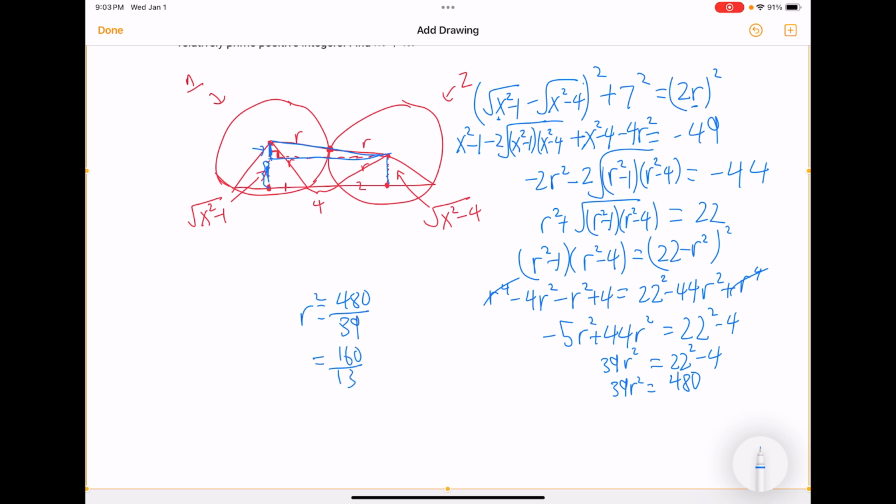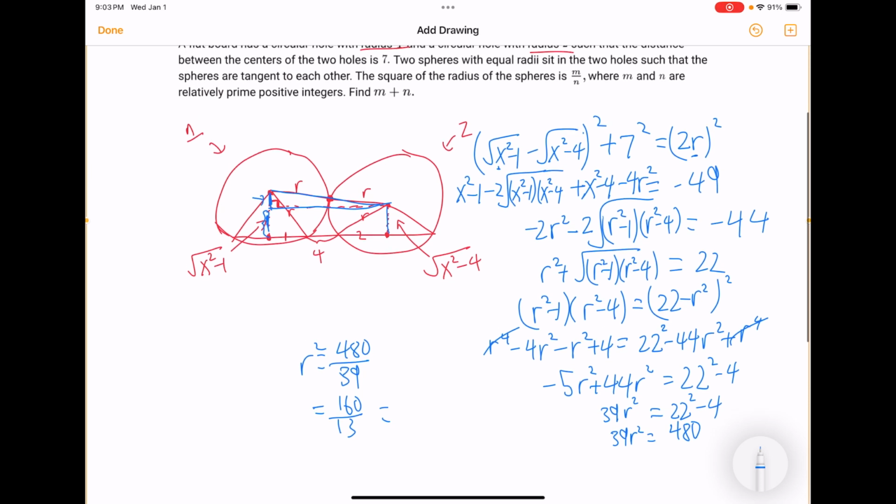Okay, so now we've solved for r squared, which is perfect because the equation led us to solve for r squared, so we don't even have to square r. We get a fraction, which is exactly what we need, and then we reduced it. So now it would be 160 plus 13 to get 173. So our answer is 173.